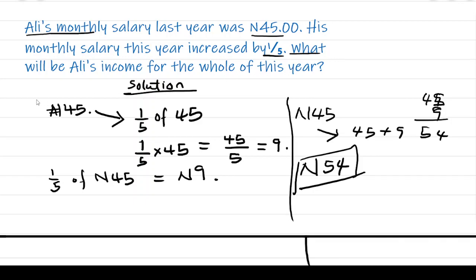They asked us what was Ali's income for the whole of this year. So let's go through what we did. The salary last year was just 45 naira. Then they decided to increase it by 1/5, which means they added 9 naira to his amount. So in this case, he should be receiving 54 naira, since 45 plus 9 is 54. So a very interesting problem. Let's see what the next problem has to offer us.